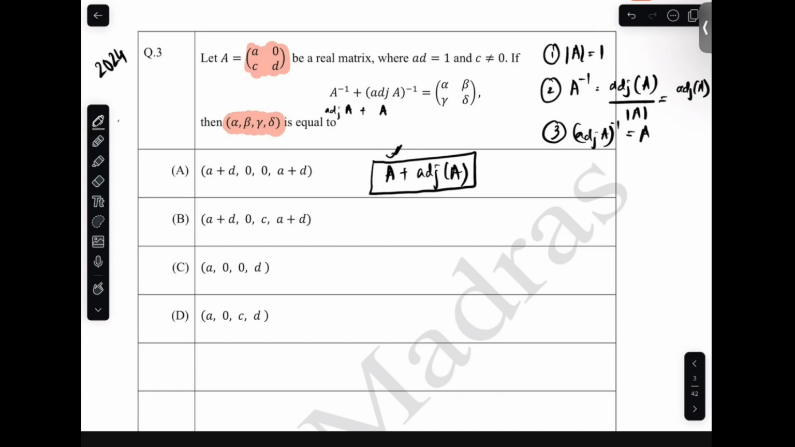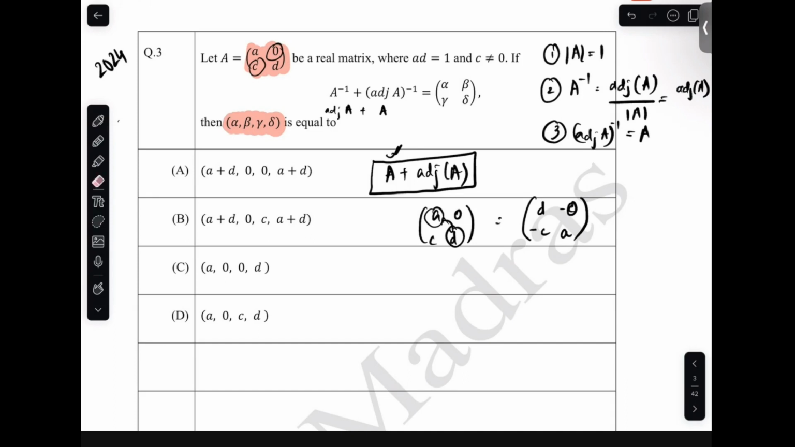Okay, so let's now find out adjoint of A. Adjoint of A is very easy because you have A, B, C, and D. So what happens? These terms get replaced out here. So it is going D and it becomes A, and this becomes minus C. Like this becomes minus of B and this becomes minus of C, right? So essentially, the off-diagonal terms become minus of each other and the diagonal terms get replaced.